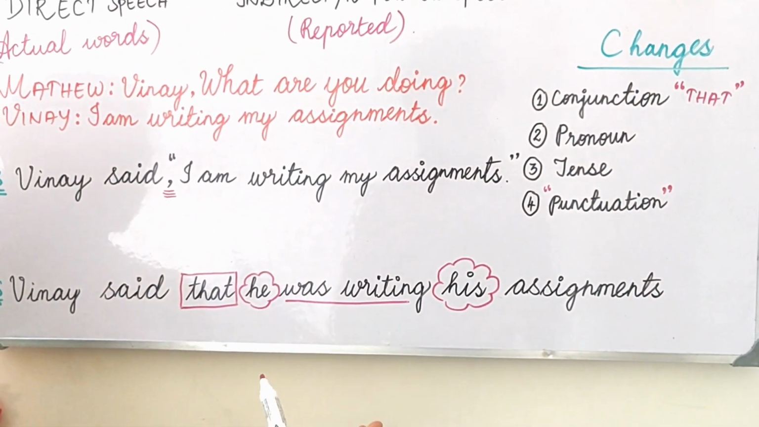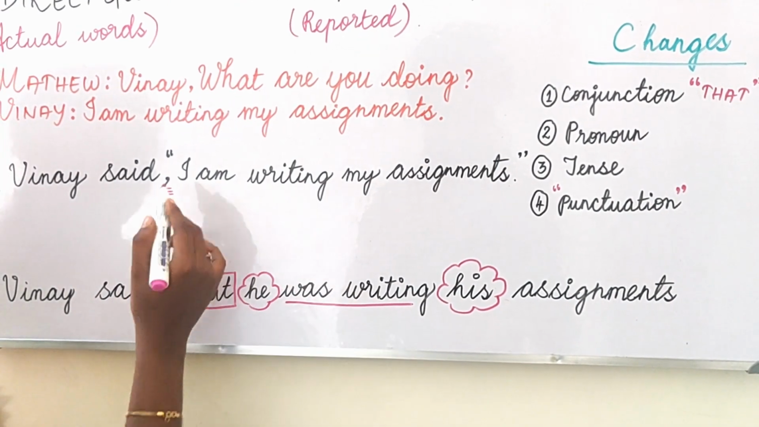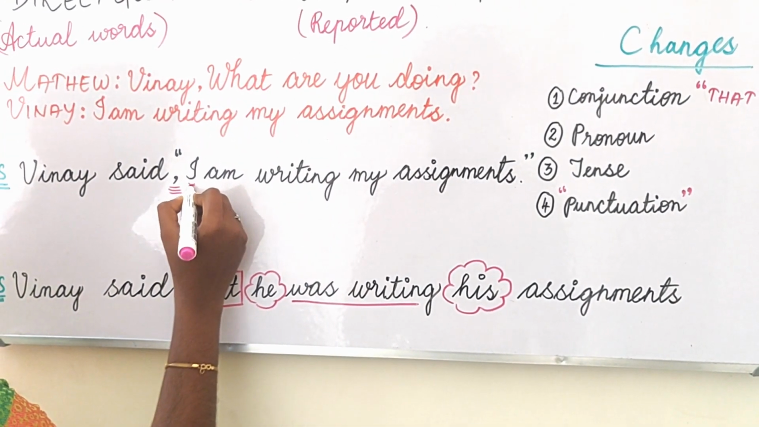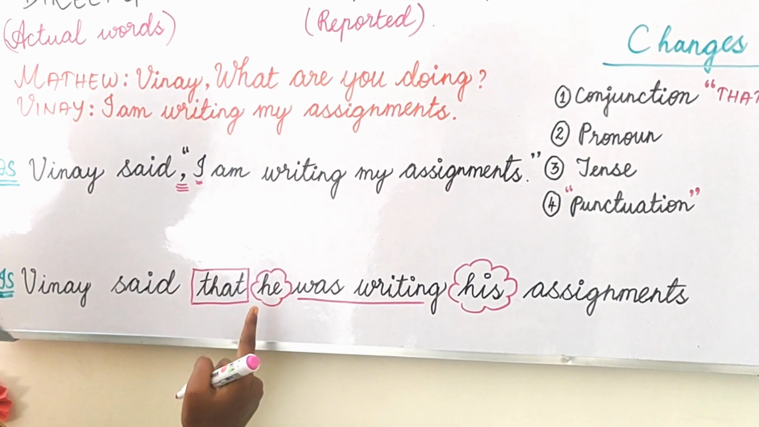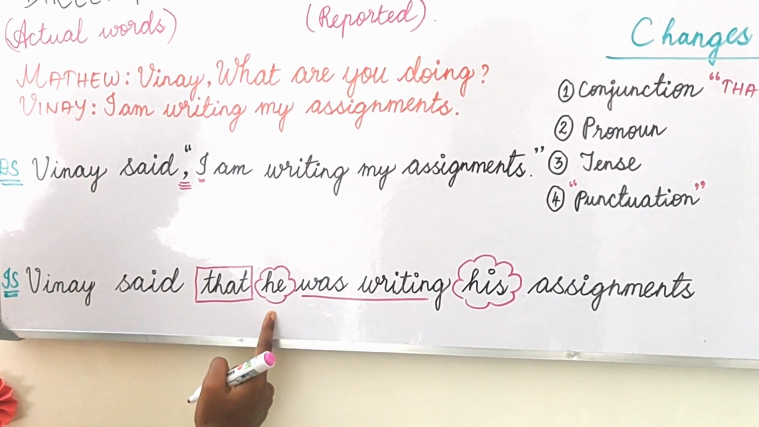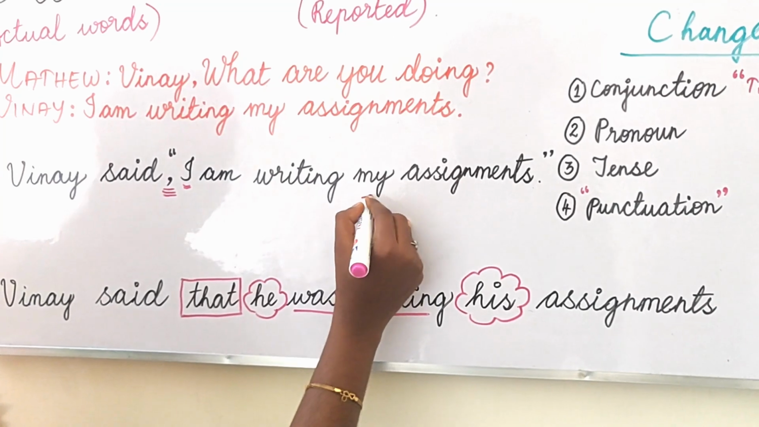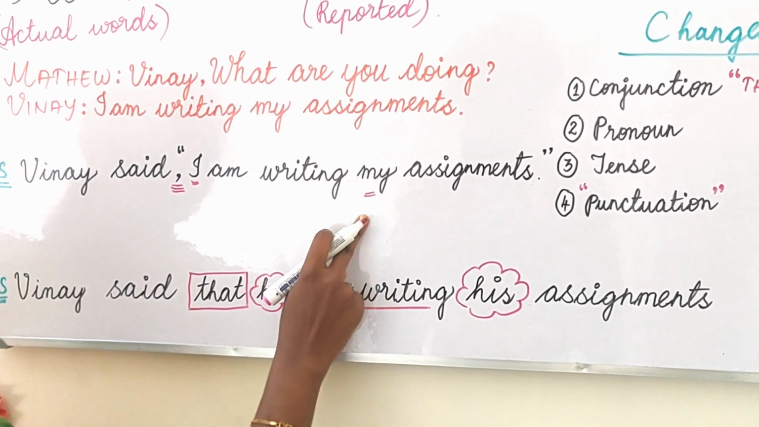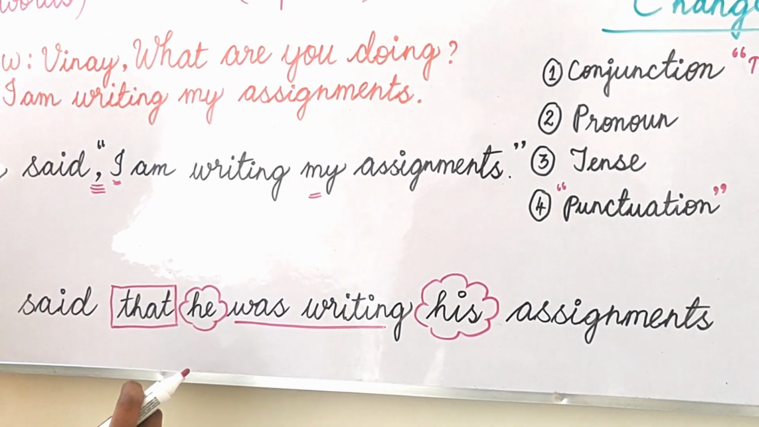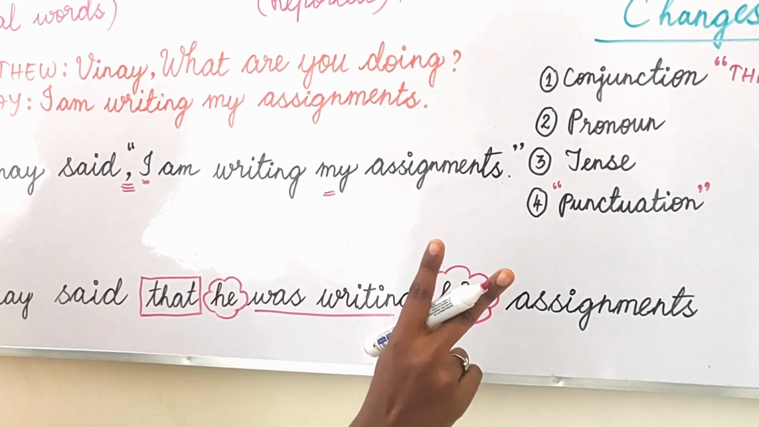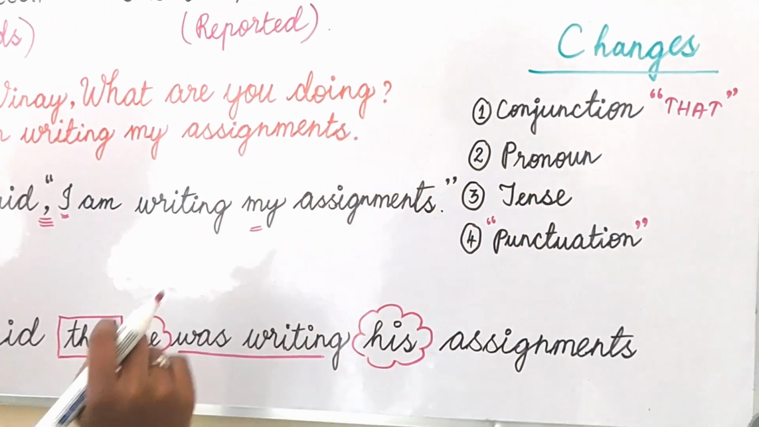Change number 2, that is pronoun. Here the pronoun used is I, and it has been changed into he, as well as my is the next pronoun, and that was changed into his. Understood? So change number 2 is pronoun change.